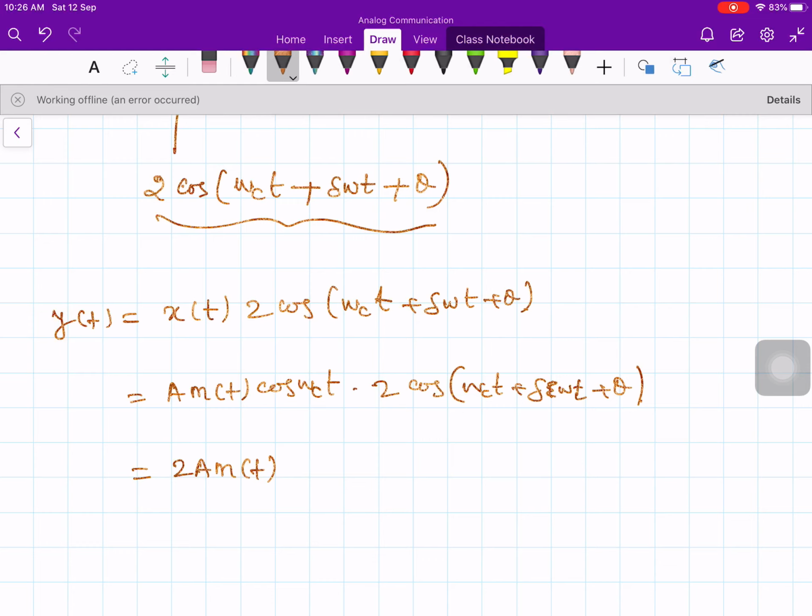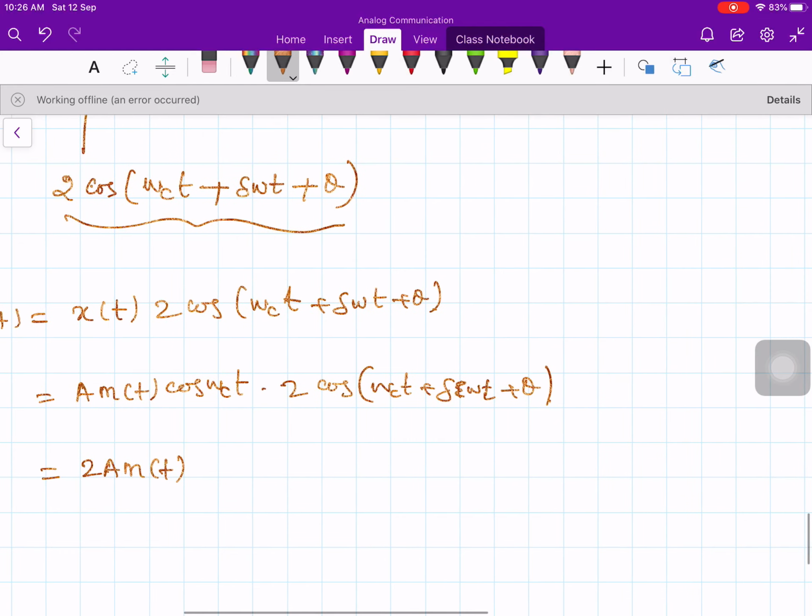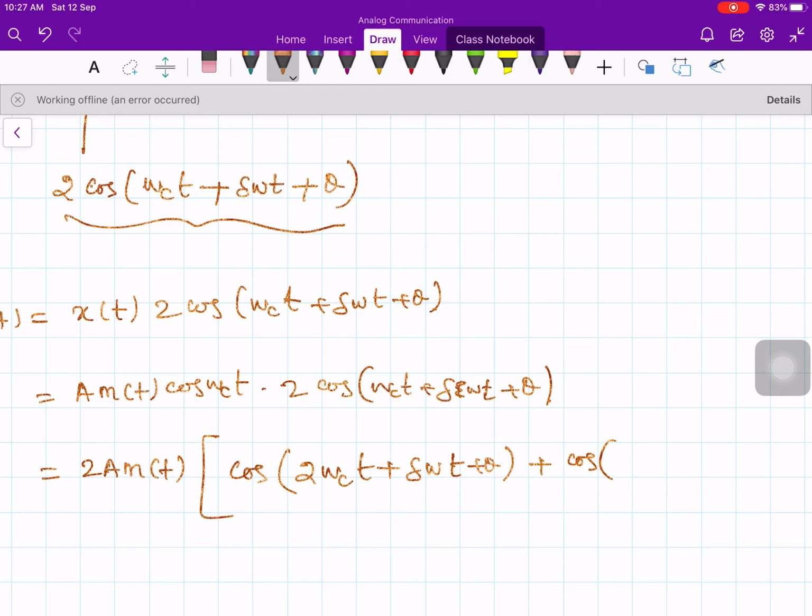So this is multiplied by cos of A plus B, therefore cos A cos B is equal to cos of A plus B plus cos of A minus B. So 2 times omega ct plus delta omega t plus theta, this is one component, plus cos of omega ct minus omega ct becomes 0, therefore you will get delta omega t.